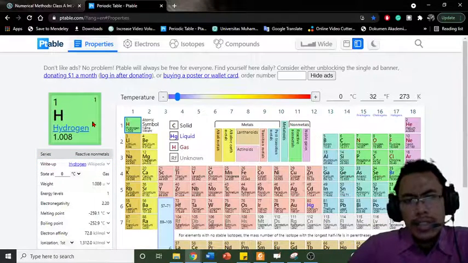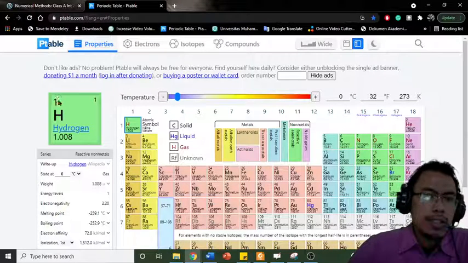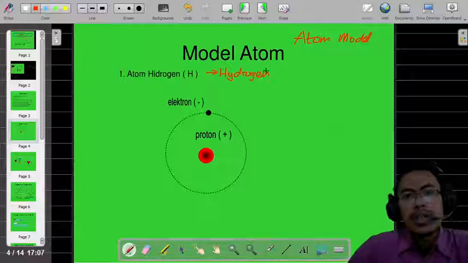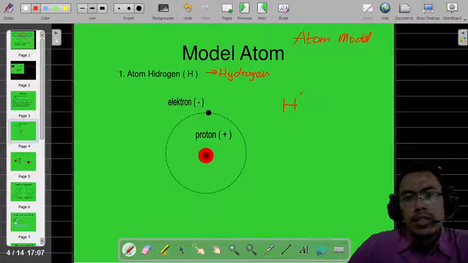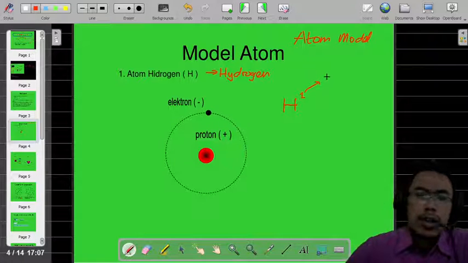As you can see here, hydrogen has the number one here. So this is called the atomic number. So this is H1. So the one here represents something called the atomic number.